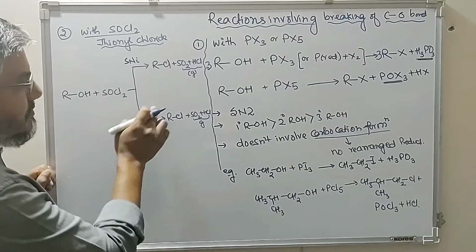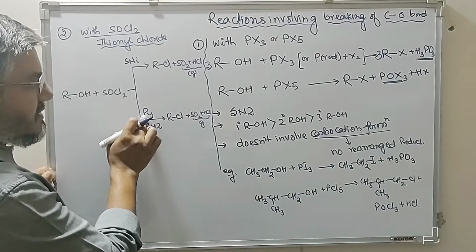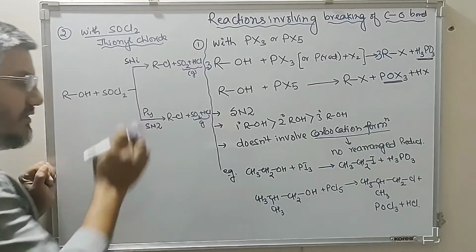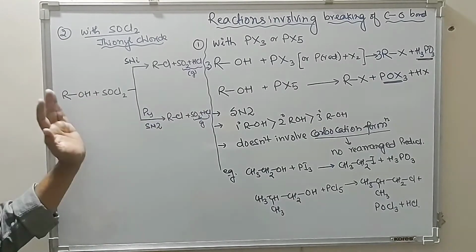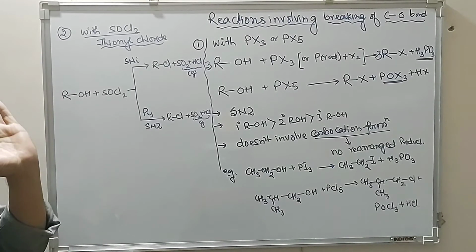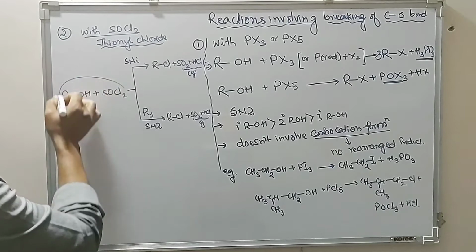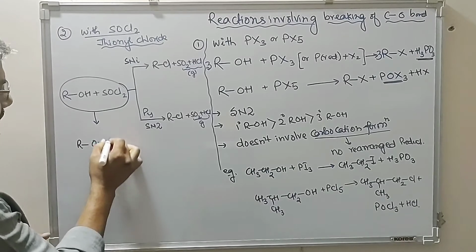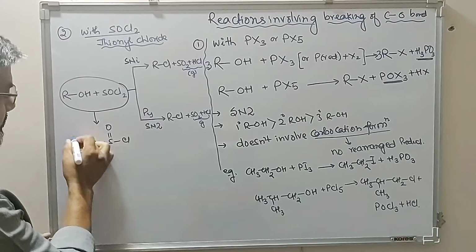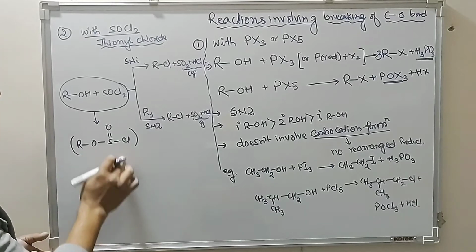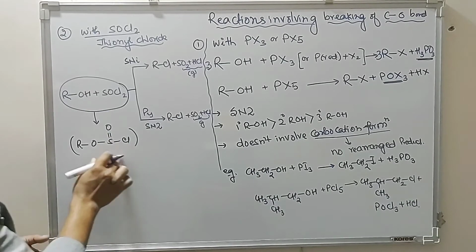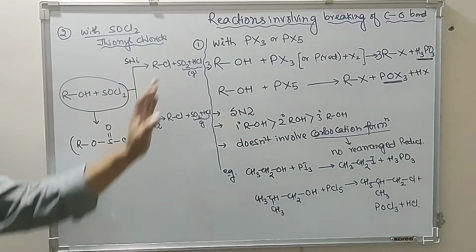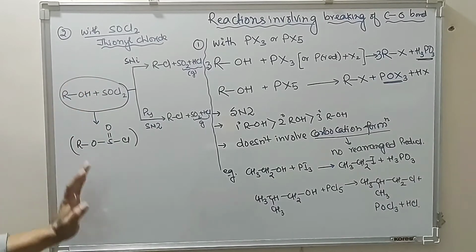Now in presence of pyridine, this pyridine base combines with HCl to give you pyridinium hydrochloride. That means we have free Cl minus, and that free Cl minus attacks the intermediate. In this reaction, the intermediate is ROS(=O)Cl. In both cases, this is formed. This further undergoes the internal mechanism or the SN2 mechanism to give you the corresponding compound. So this is the reaction with thionyl chloride.